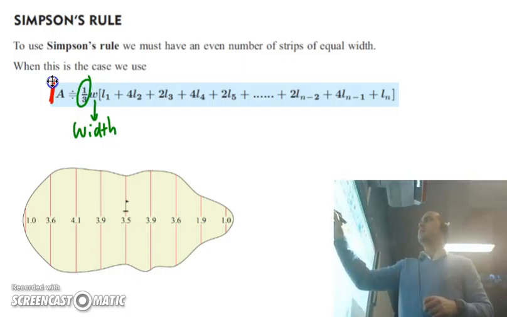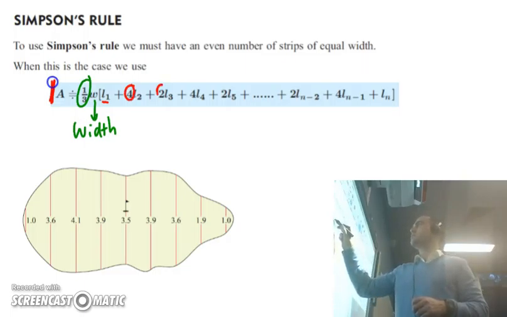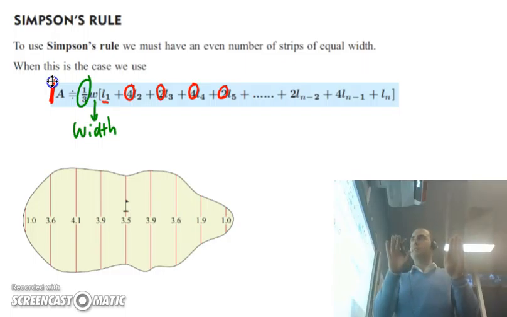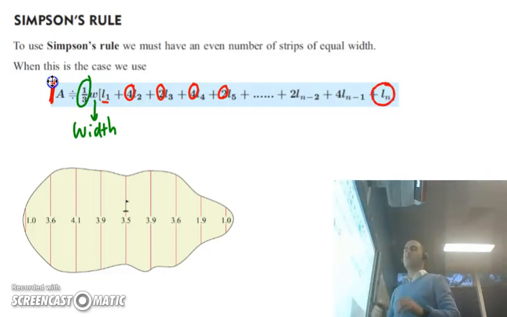multiplied by the first line plus 4 times the second line plus 2 times the third, 4 times that, 2 times. What you'll see is that it alternates between 4 and 2. So a third of the width multiplied by the first plus 4 of the second, 2, 4, 2, 4, 2, right up until we get to the last one, where it's just plus the last line. So again, we'll look at another example, but it's that pattern that you need to remember.